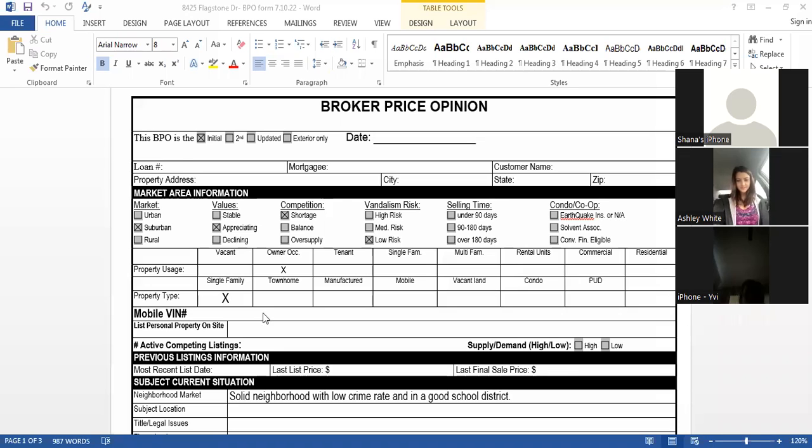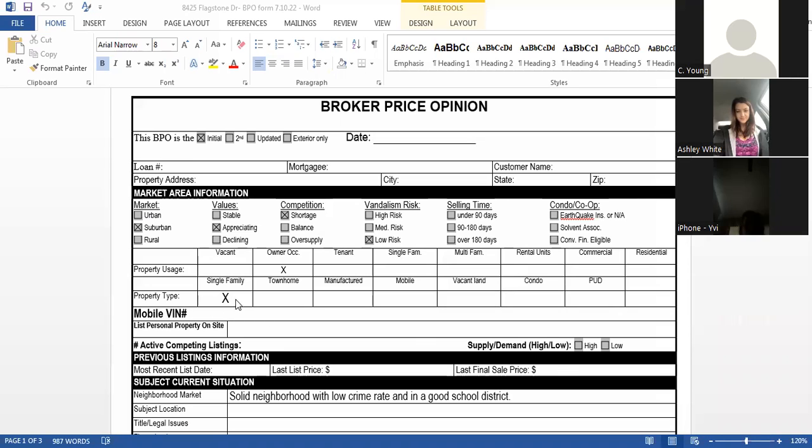Now, going back, market area information. This one is suburban. Values are appreciating still. Competition, there's a shortage in this particular neighborhood. Vandalism risk. This is a pretty important thing for them to know. Is it a high risk, medium risk, or low risk vandalism area? And then I didn't fill this out, but you'll see here selling time, the average selling time for everything in that market. And then, of course, this is national, so we don't really have to worry about earthquake insurance or anything like that, but earthquake especially.